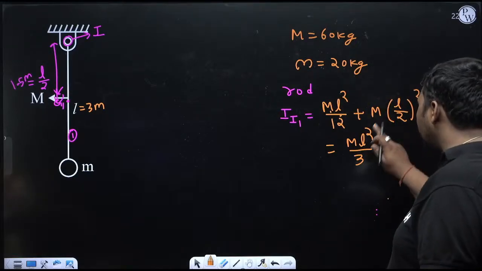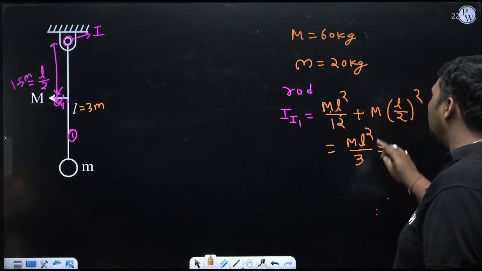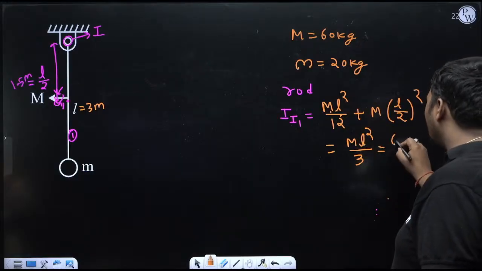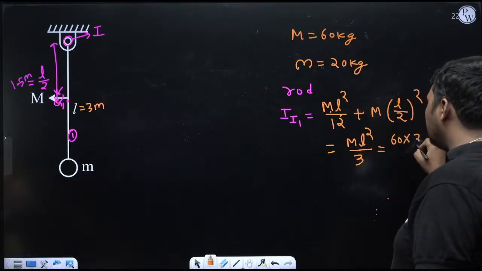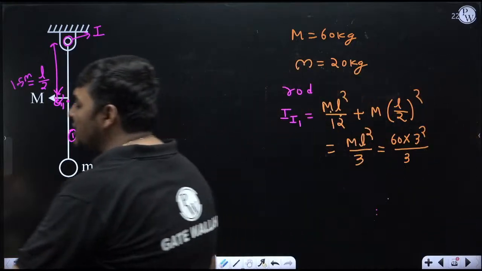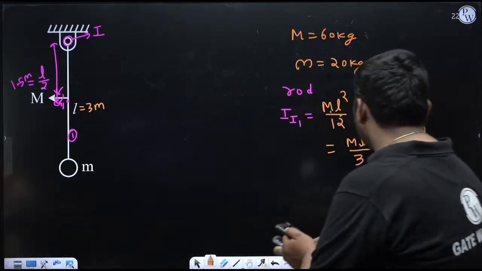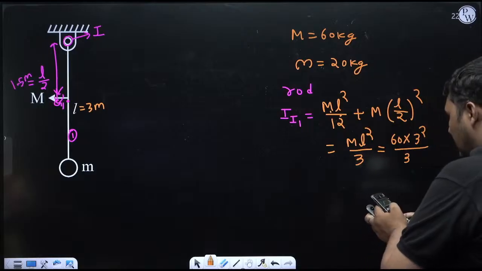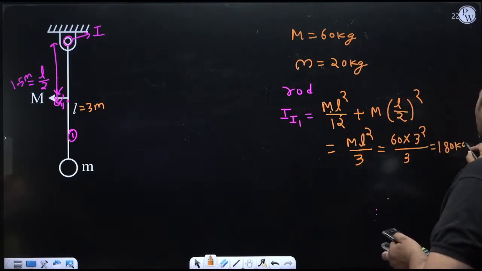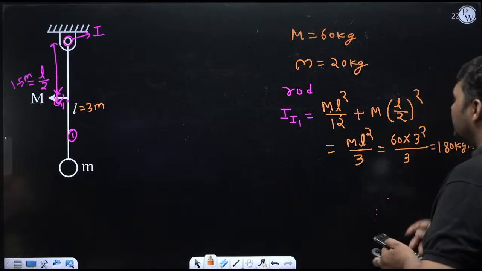Okay, but first I simplified, then I'm putting the value. But if you want, you can directly put the value also. See, capital M is the mass of the rod, which is 60 kg. L is the length, which is 3 meters. So 3 square divided by 3. So how much mass inertia of the rod about the I center is coming? 60 into 3 square divided by 3. You can check, it is coming 180 kg meter square. This is the unit of mass inertia.